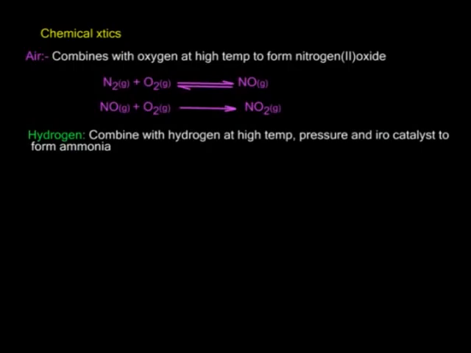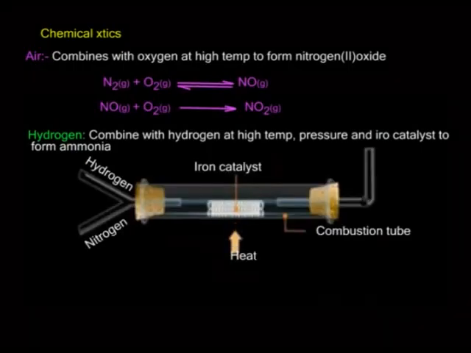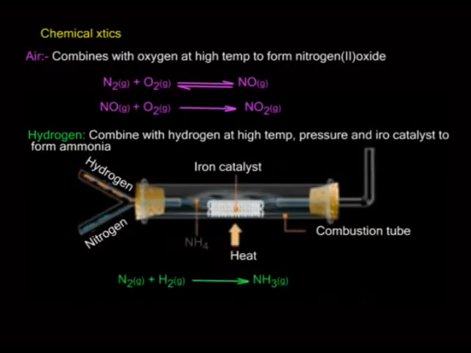Nitrogen and hydrogen will combine when heated in the presence of an iron catalyst and high pressure to form ammonia. This reaction is used for the industrial manufacture of ammonia.